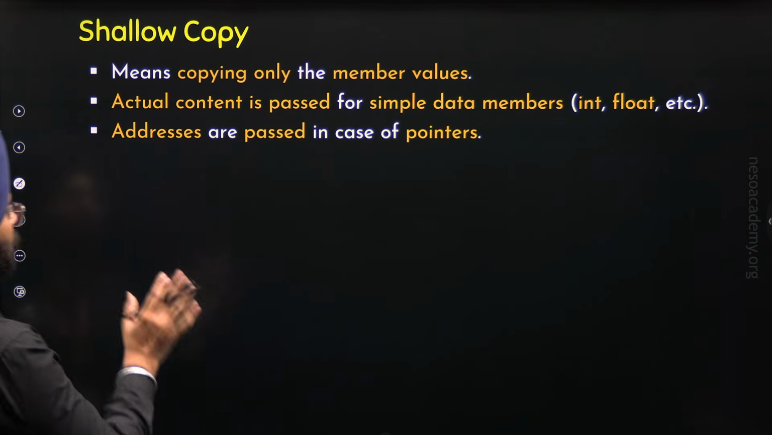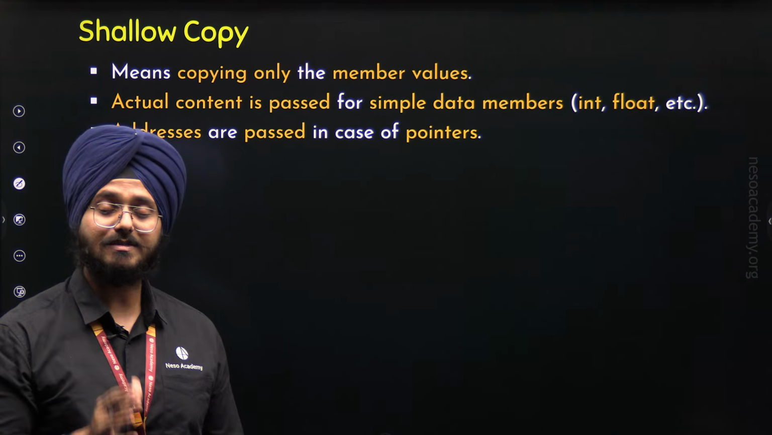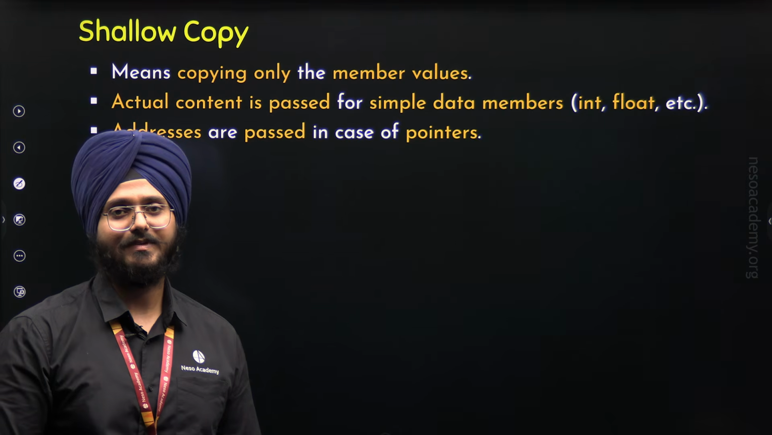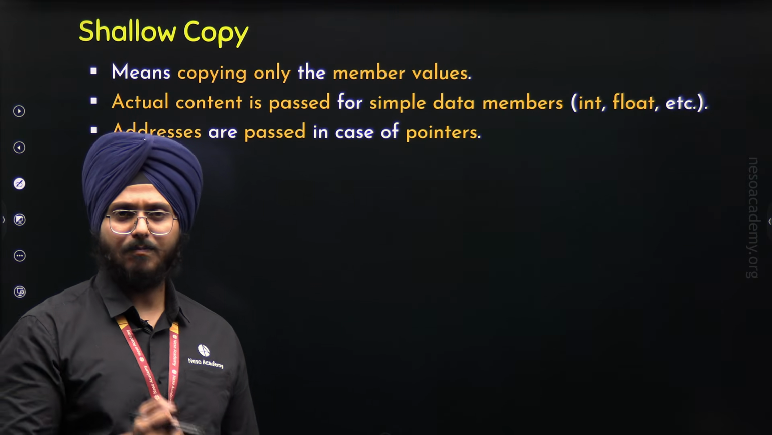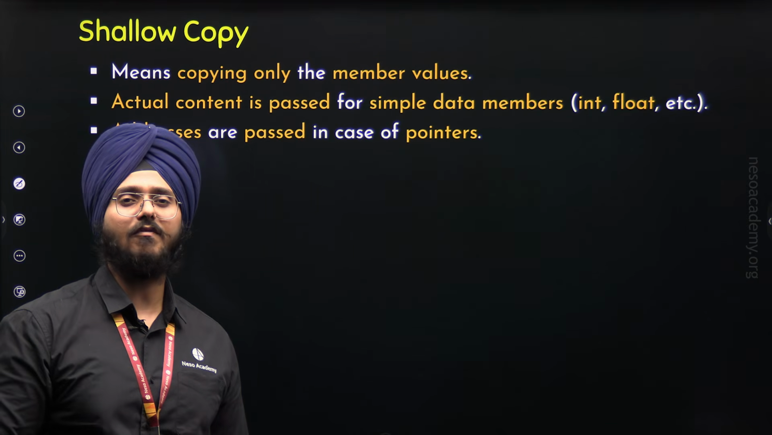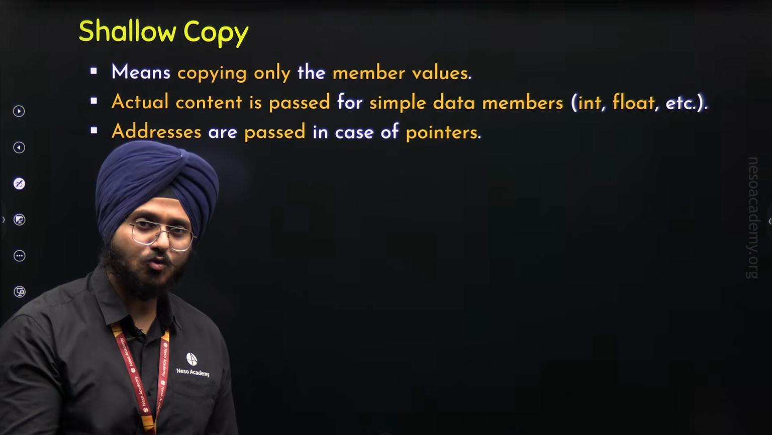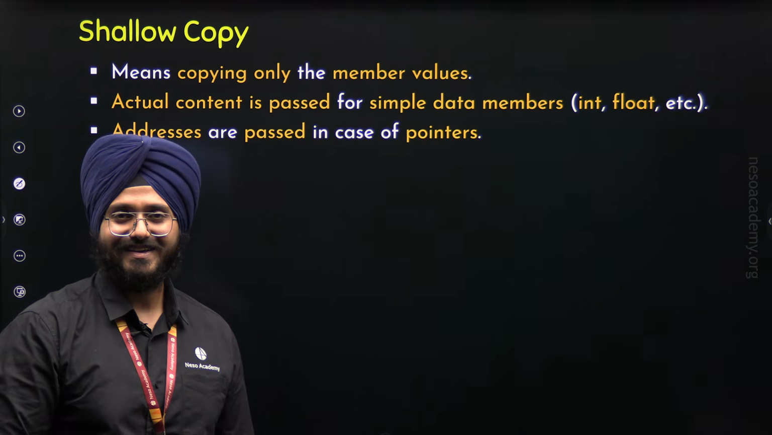Now, in case of pointers, we know addresses are passed when we are talking about shallow copy. Because addresses are passed, shallow copy has some limitations. Now we will address those limitations one by one with the help of a C++ program, and we will also understand the meaning of shallow copy. We will get to know why shallow copy is called shallow copy.